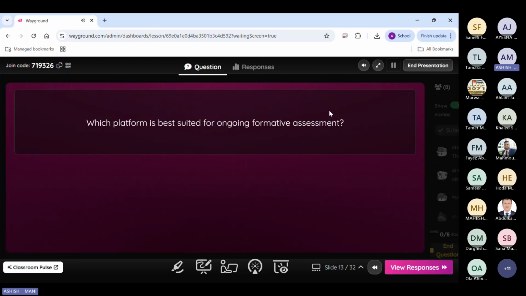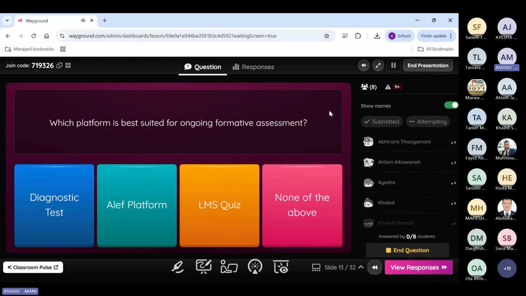Now, another question. Which platform do you think is best for formative assessment? You can give your own opinion.